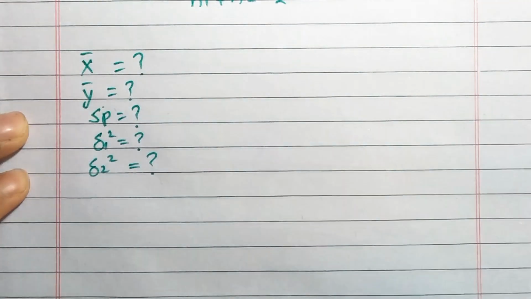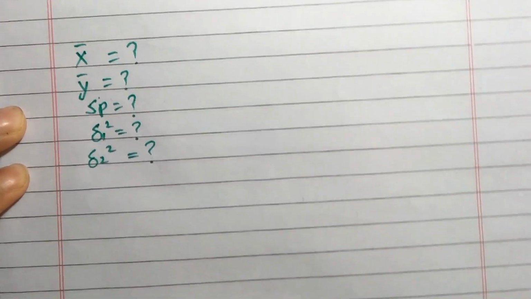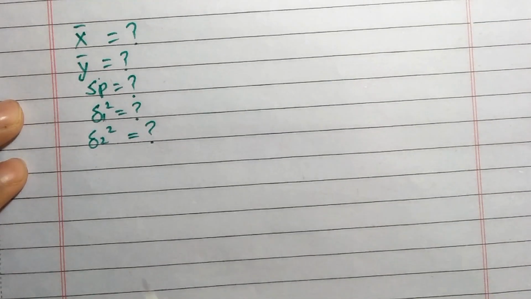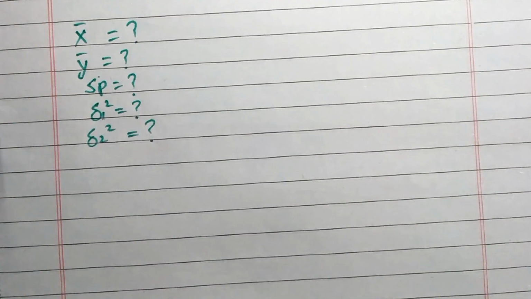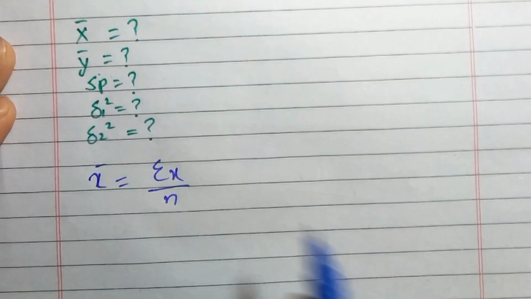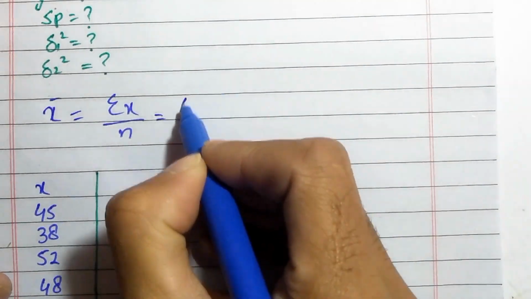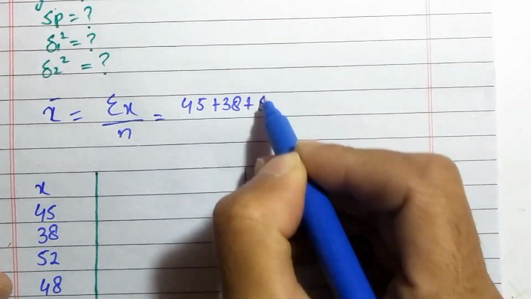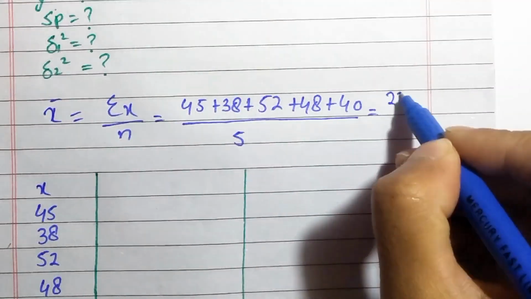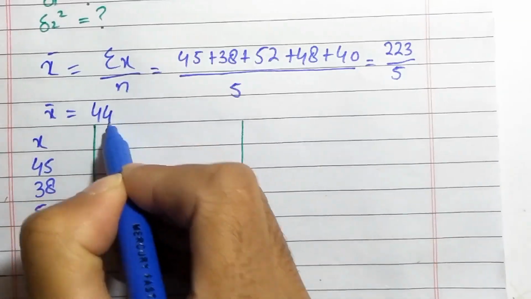We have to calculate X bar, Y bar, SP, sigma 1 square and sigma 2 square. X bar is mean of sample 1, Y bar is mean of sample 2. Sigma 1 square is variance of sample 1 and sigma 2 square is the variance of sample 2. These samples are ages of younger adults and older adults. First, we are going to calculate the value of X bar. X bar is equal to sum of X over N. X represents the ages of older adults. We are going to put these values in the formula. 232 divided by 5 and the value of X bar comes out to be 44.6.